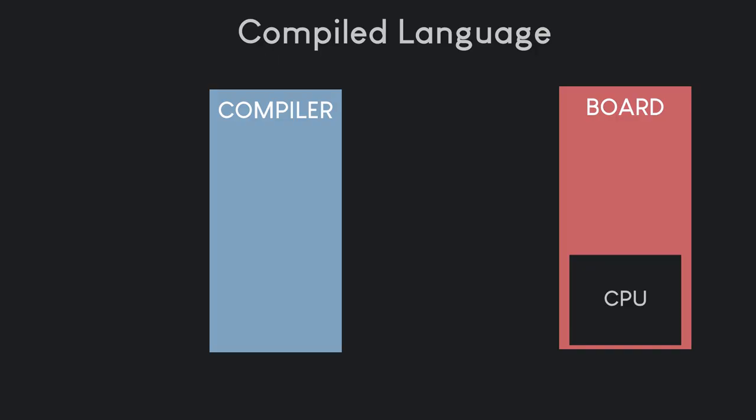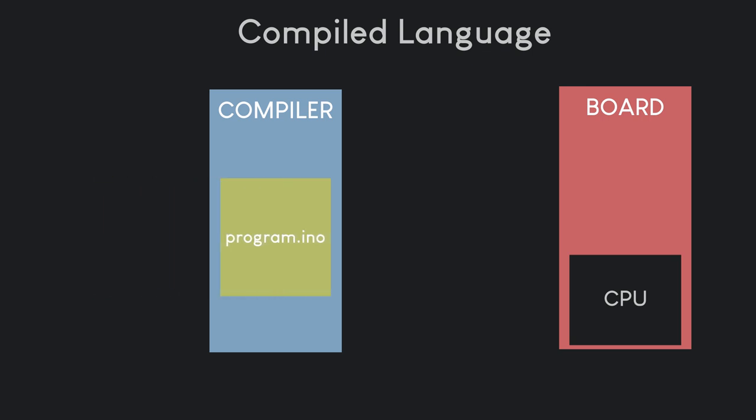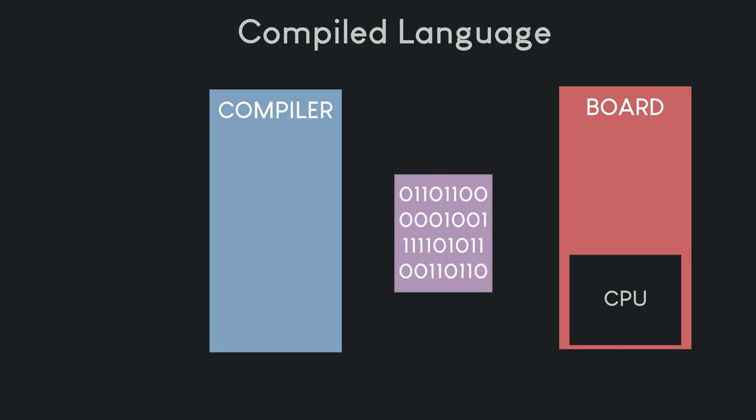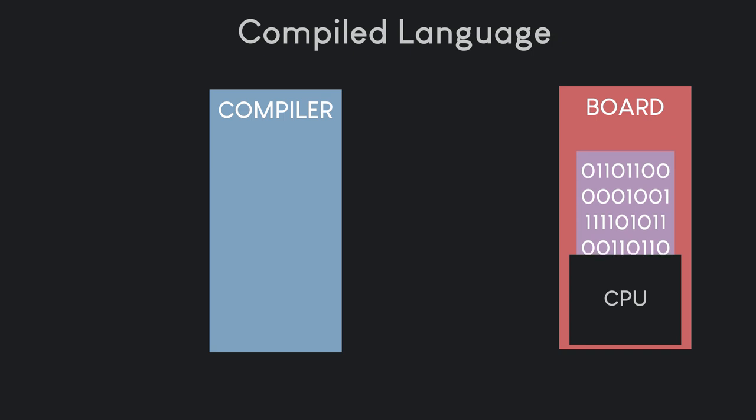Let's see why. In a compiled language like Arduino C++, our code is first fed into a program called the compiler. This program turns our code into a binary file which contains machine code to be executed by the board's CPU. This binary file is then sent to the board where it is loaded and executed. This compilation process happens only once.